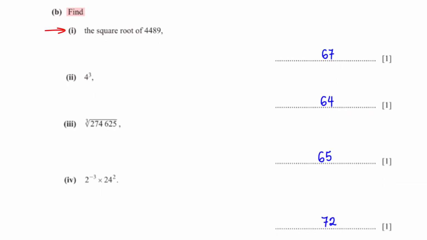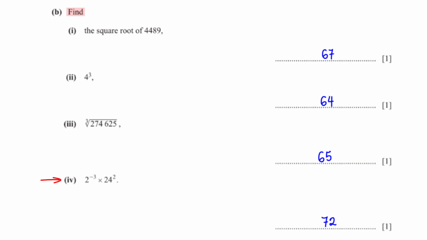Find the square root of 4,489. When we type square root of 4,489 into the calculator, we get 67. Find 4 cubed. When we type 4 cubed into the calculator, we get 64. Find cube root of 274,625. When we type this into the calculator, we get 65.